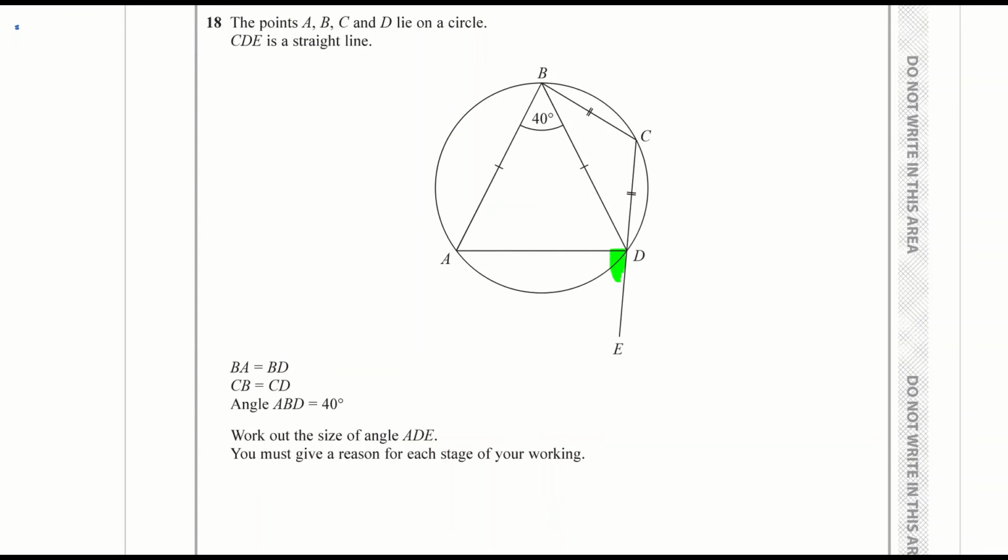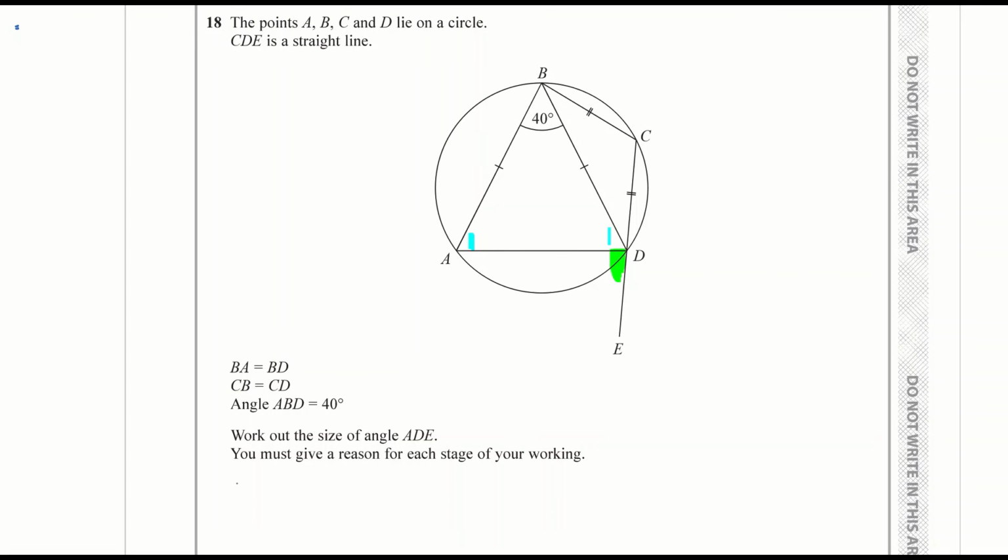Let's write in some information on the diagram that we know. So in this triangle here, we know that all angles must add up to 180. Now it's telling us though that it is an isosceles triangle because two sides are equal in length. So that means that these angles opposite must be equal in size. So angle A and angle D must be equal in size here. So the question does say you must give reasons for each stage of your working. So let's start off by doing that.